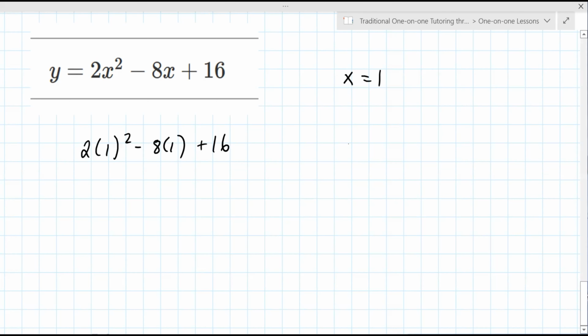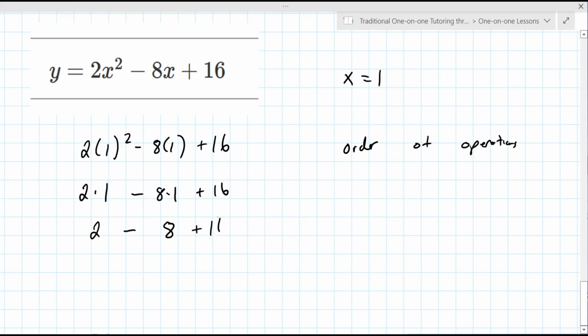All right, now you have to remember your order of operations to be able to simplify this. So for example, you square first. What is 1 squared? Do you remember? 1 squared is 1. It's like 1 times 1. So this is 2 times 1 minus 8 times 1 plus 16. 2 times 1 is 2. 8 times 1 is 8, plus 16. Okay.